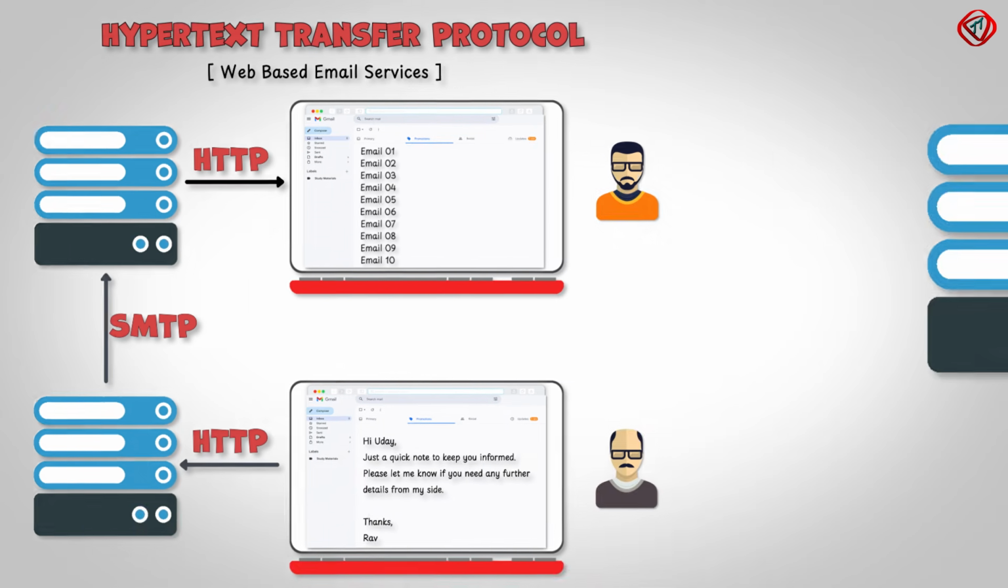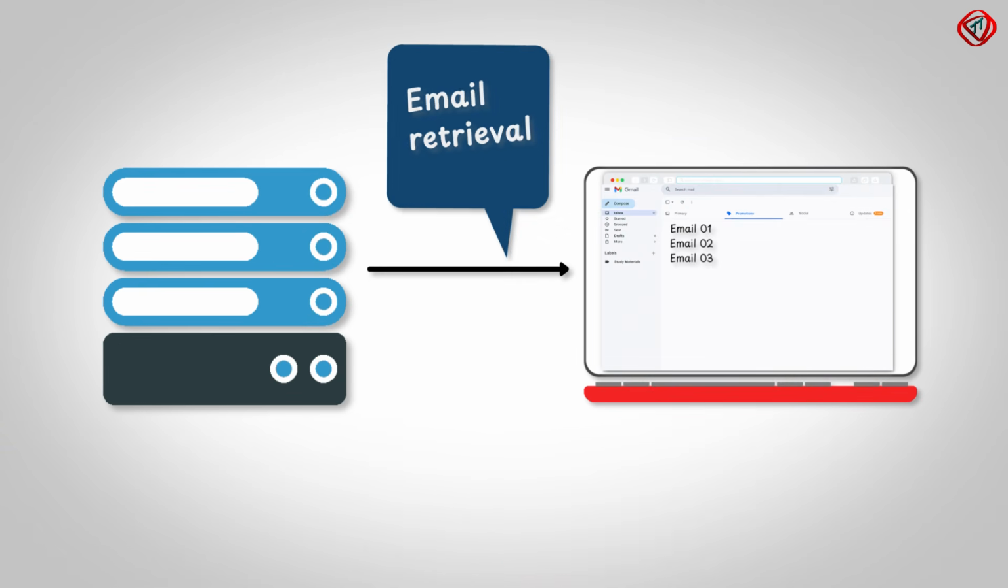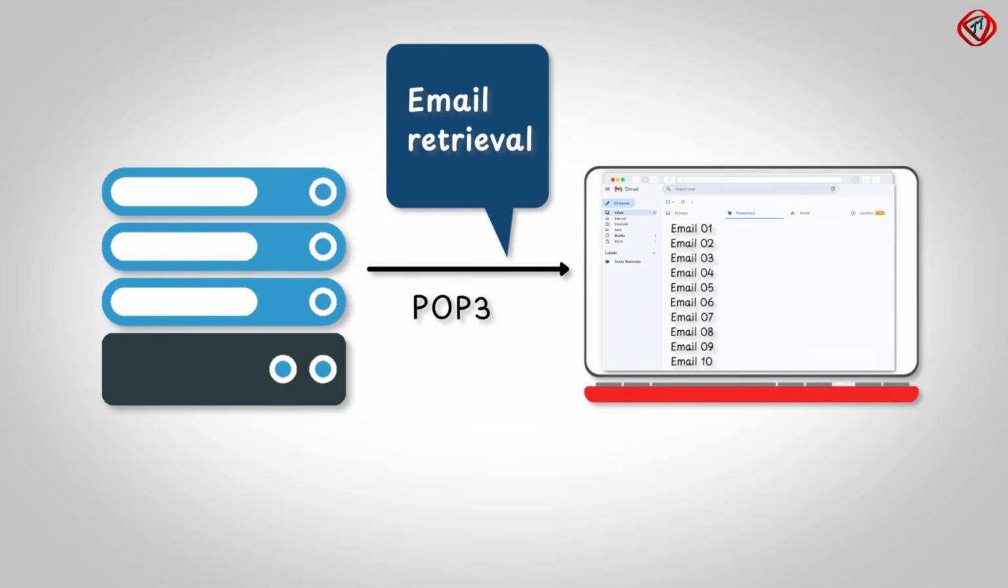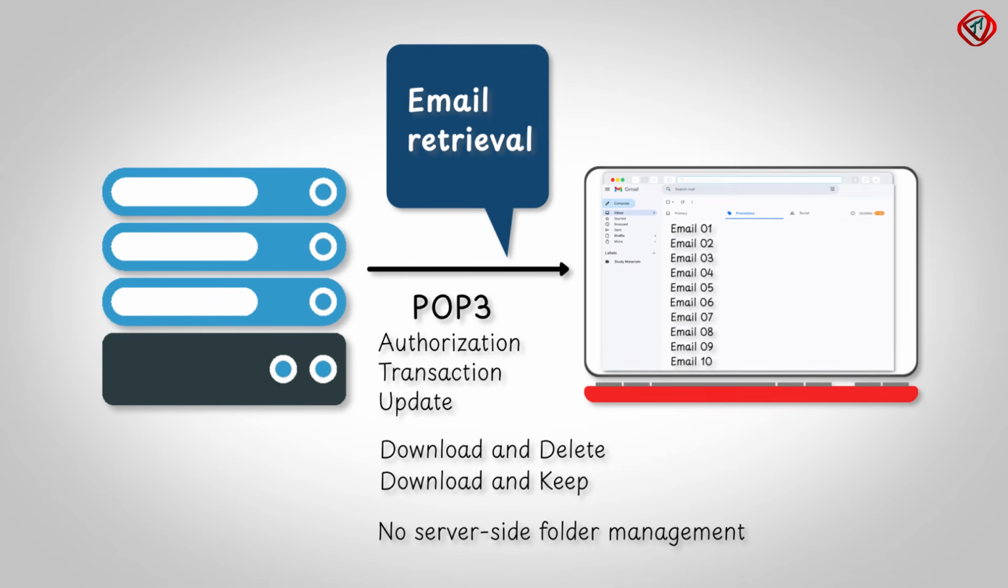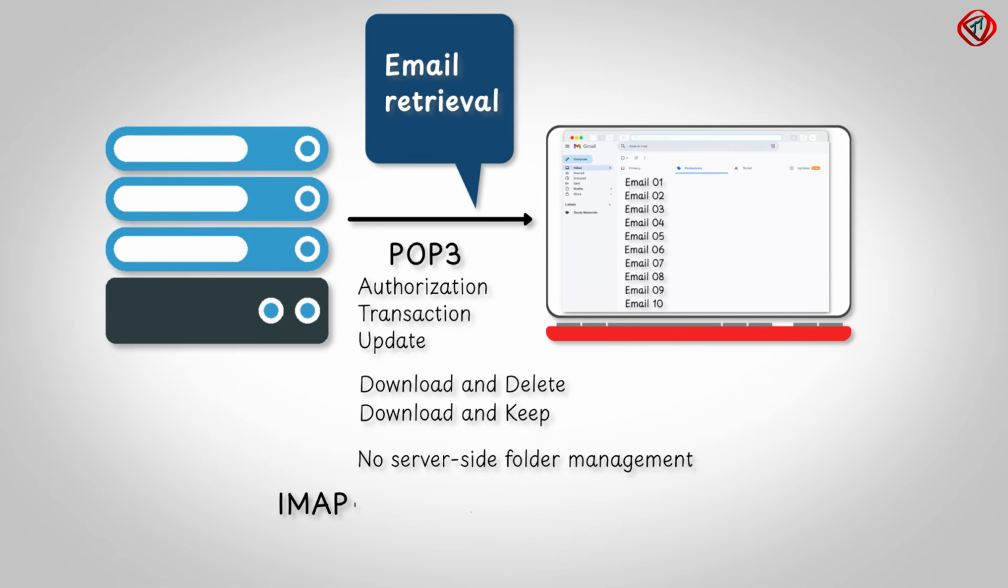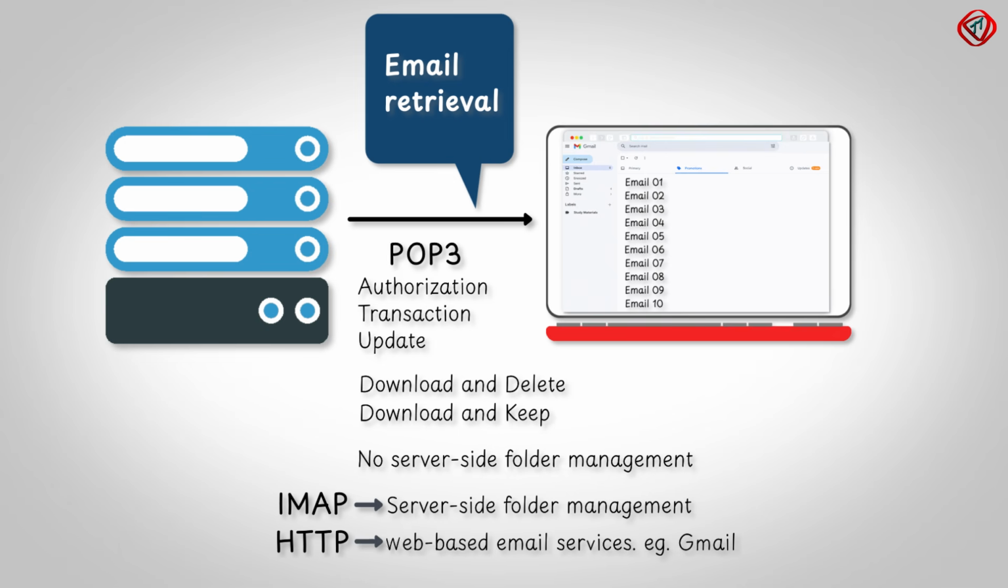So, in this video, we learned how a user retrieves emails from a mail server. We discussed the POP3 protocol, its three phases, and the two modes it supports. We also understood the limitation of POP3 and how IMAP overcomes them by allowing users to manage emails and folders directly on the mail server. Finally, we looked at HTTP, which is used in web-based email services such as Gmail.